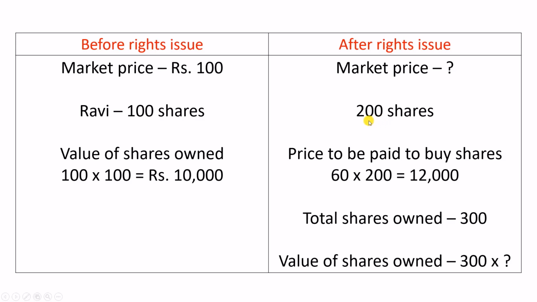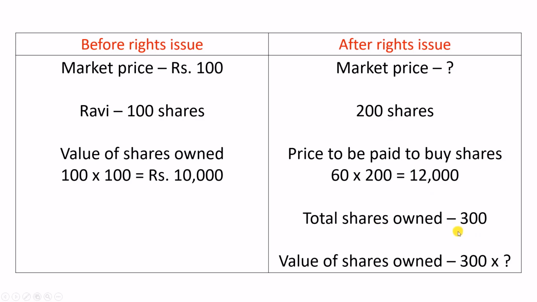But let us decide that he decides to buy 200 shares at 60 rupees each. Then the price to be paid is 60 into 200. 200 shares, 60 rupees each. So he has to pay 12,000 rupees. So after rights issue, total shares owned by him is 300.